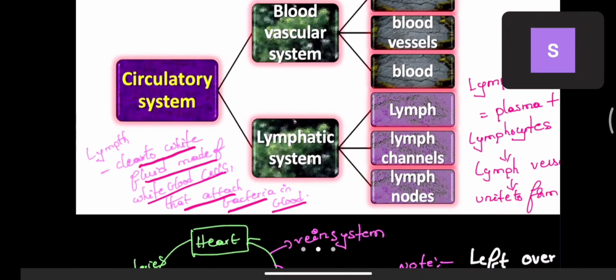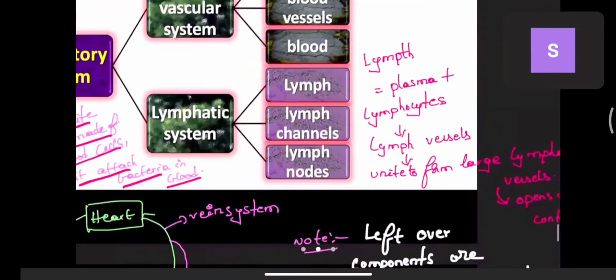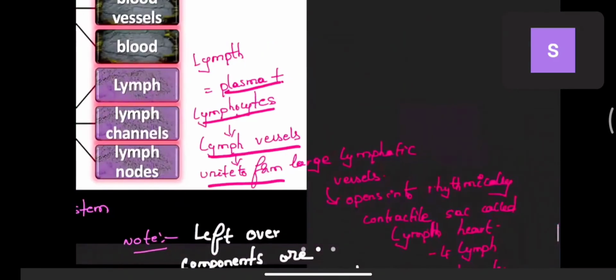So see here, lymph is a combination of plasma plus lymphocytes, and they are collected through lymph vessels. All these lymph vessels unite to form large lymphatic vessels. They open into a rhythmically contractile sac called the lymph heart. And how many hearts are present? Four lymph hearts are present.